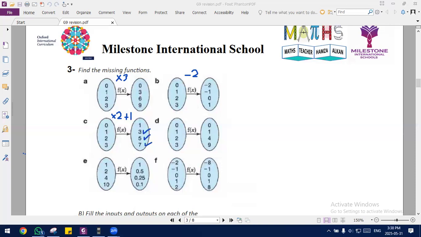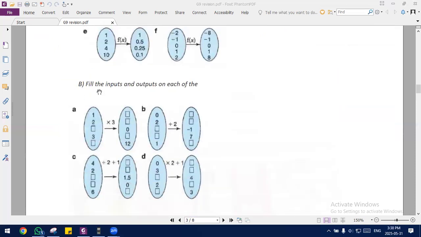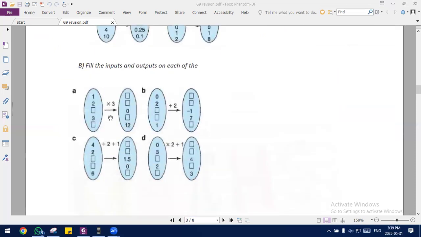For this one, that's it. You only need this level. You don't need to do more. Here you need to try a lot, but in the exam you don't have such a question because you will miss lots of time. This is very important. Fill the input and the output. Here they gave you the function, but you need to fill the input and the output.